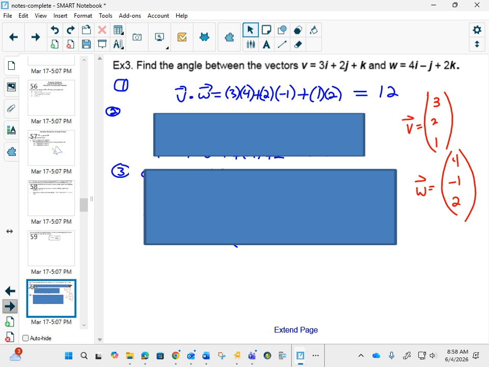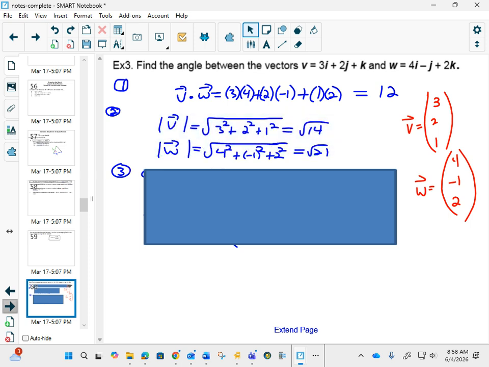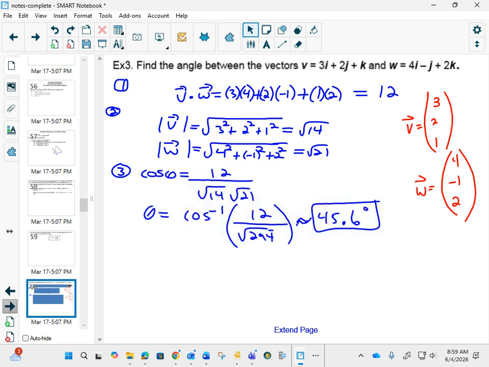Whew. But with vectors, we can find the length of V and the length of W, square root of 14, square root of 21. And then cos of theta is just equal to the dot product over both of those lengths. And you can have your answer in radians or degrees. It's just 45.6 degrees.